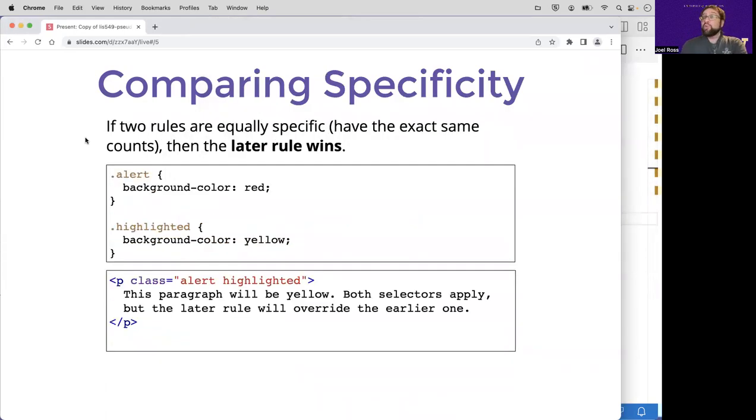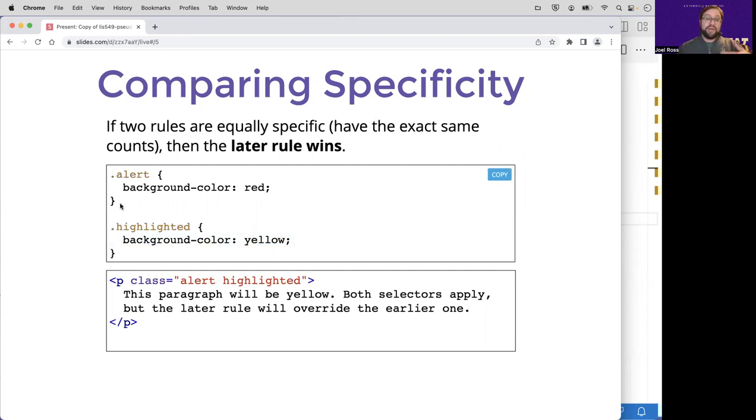That said, if you have 2 rules on your page that have equal specificity, they get equal numbers, right? They're both 3, they're both 12, they're both 22. If they have the exact same counts, no matter how that's been organized, then the later rule on the page wins. So in this case, these are 2 simple rules, right? This one has a specificity of 0, 1, 0. This one also has a specificity of 0, 1, 0, because there's 0 IDs, 1 class, 0 tags. Therefore, they're both 10, but the later one in the CSS file will win.